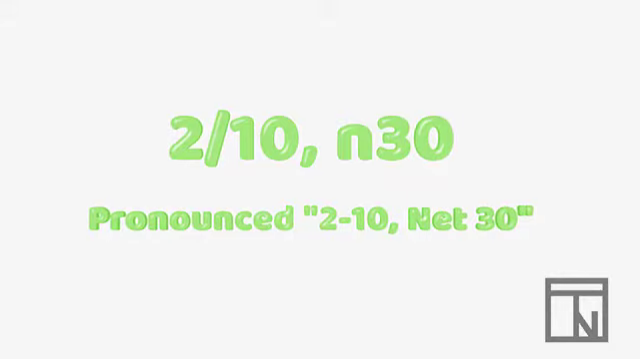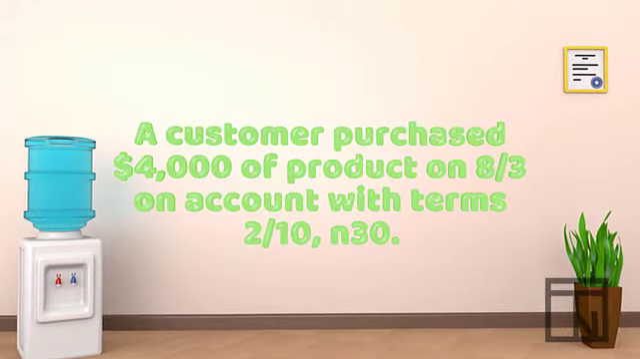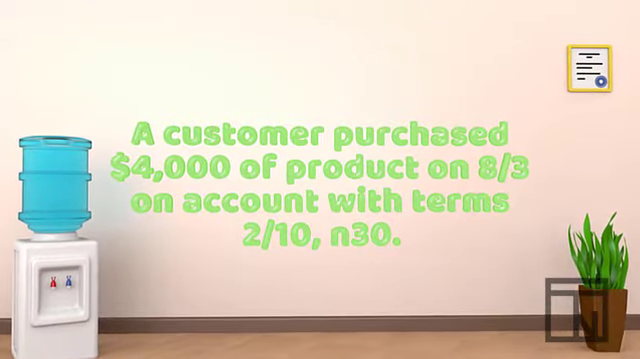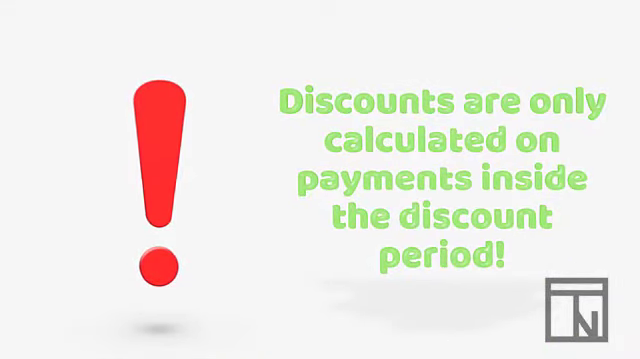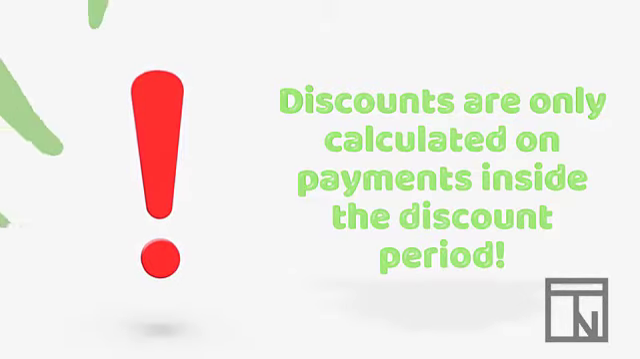Let's look at an example of how it is calculated and recorded in the accounting system. Let's imagine that a customer bought $4,000 of product from us on August 3rd on account with the terms 2/10 net 30. Now remember, the discount isn't guaranteed. The customer only gets the discount if they pay within the first 10 days. If they pay after the 10 days, it's just a sale on account like we've seen before.